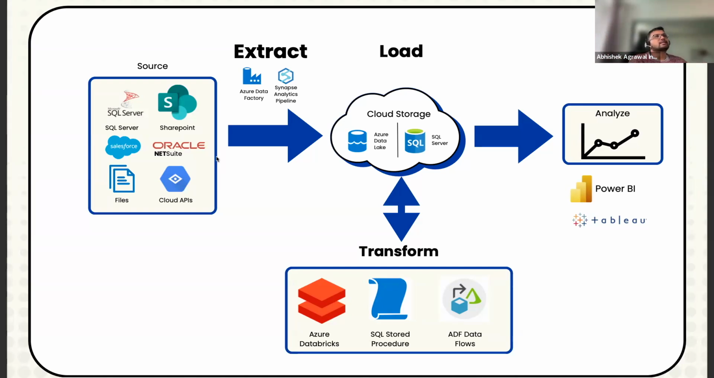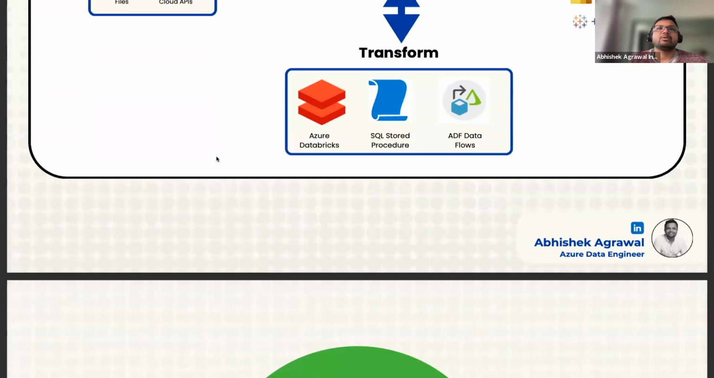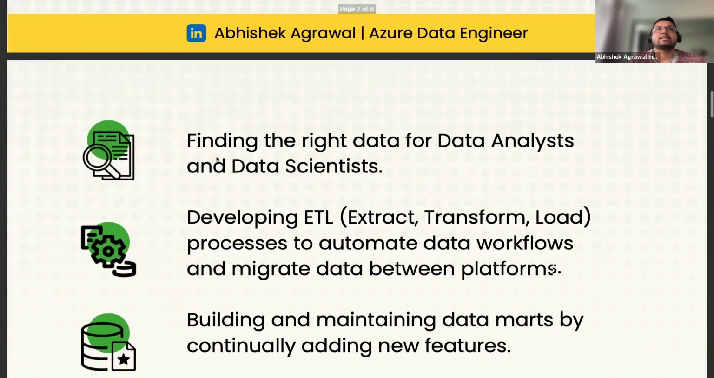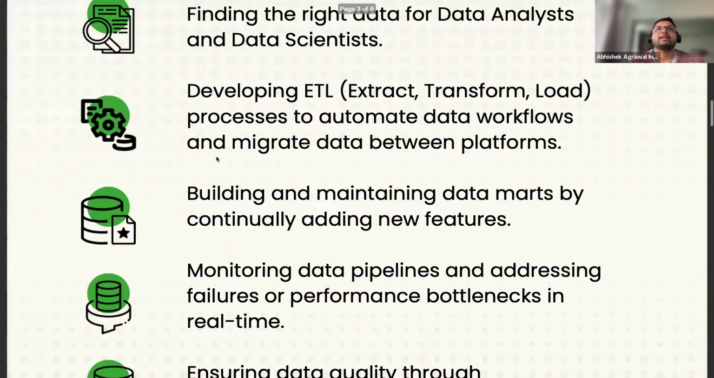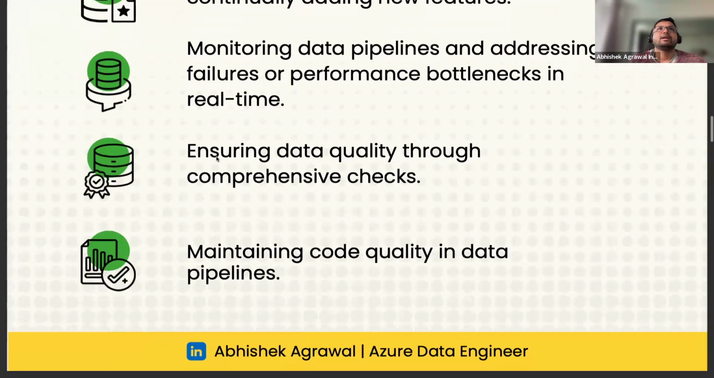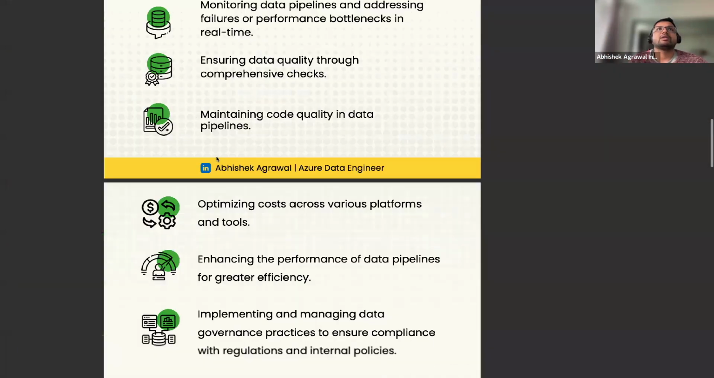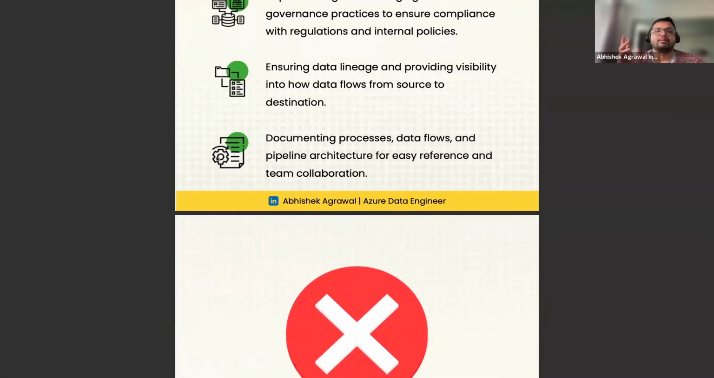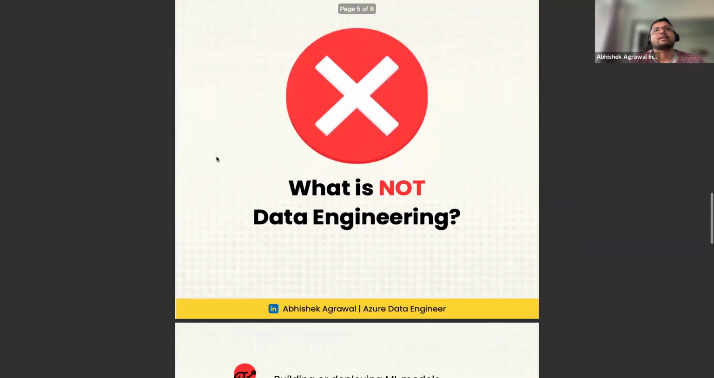So what is the data engineer's task? The data engineer's task is to do extract, transform, and load. The ETL job is there for the data engineer, right? So what is the data engineering job? The data engineering job is finding the right data for data analysts and data scientists, developing ETL pipelines, maintaining data marts, maintaining data pipelines, making sure data quality is good, enhancing the performance of the pipeline, implementing data governance, and making the whole documentation, right?